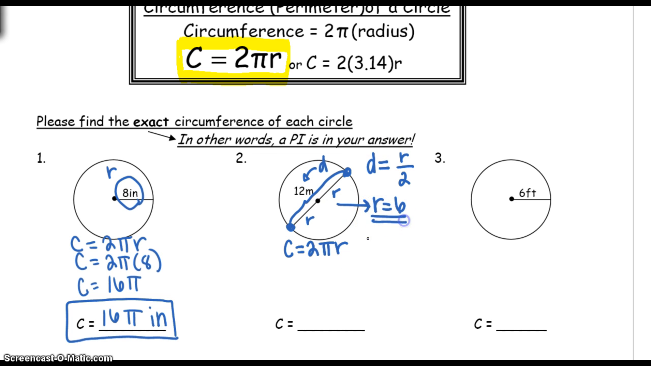So this is what we're going to use in our formula. The circumference equals 2 pi times the radius, and our radius in the picture is 6. Clean it on up. 2 times 6 is 12, so 12 pi. Remember, circumference is the perimeter of a circle, so you are not going to square your units.